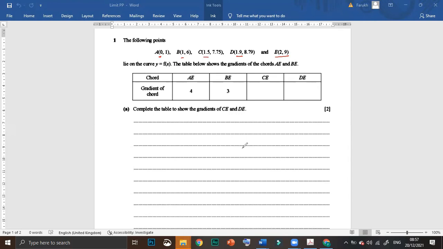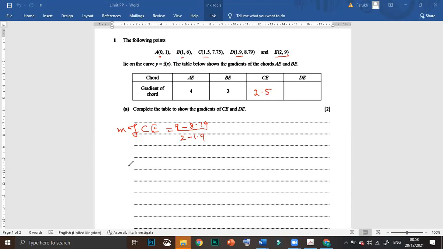Now the gradient of the secant line AE is 4. The gradient of the secant line BE is 3. Now the gradient of the secant line CE is, find out the gradient. CE is 2.5, that is 9 minus 7.75 divided by 2 minus 1.5.